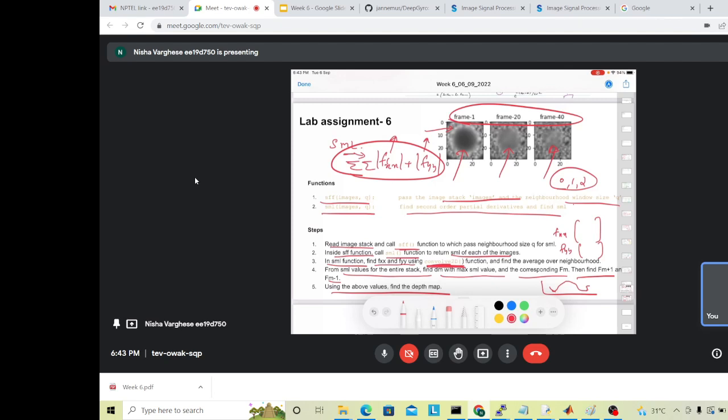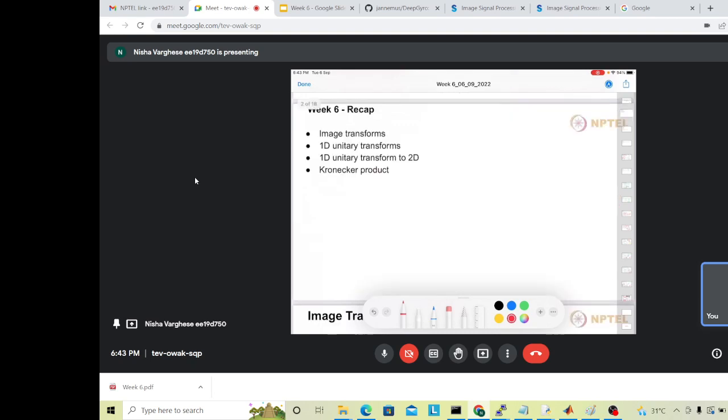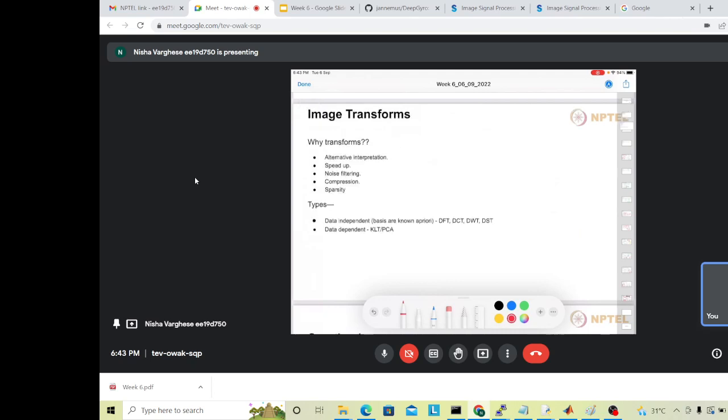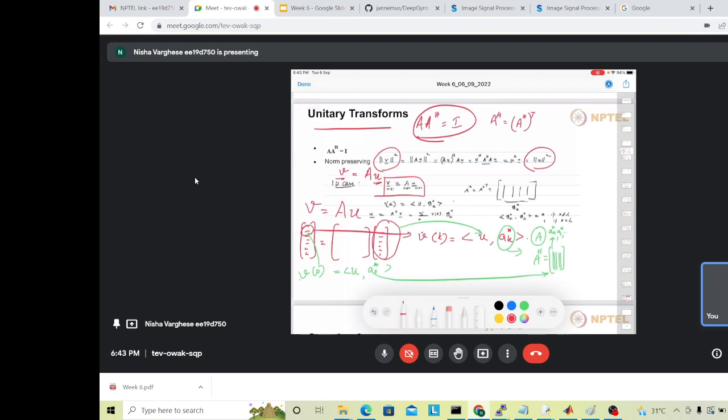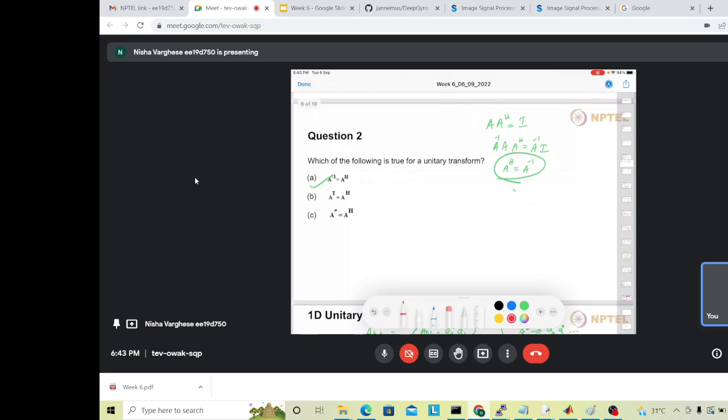Each of the transformations will be explained in the next lectures in lab 7. The week 6 videos are about the introduction of transforms. That's all. Image transforms, 1D transforms: we have to cover DFT, DCT, DWT, DST, KLT, PCA. KLT is the optimum transform. Then unitary transforms: the transforms that we are dealing with are unitary transforms.